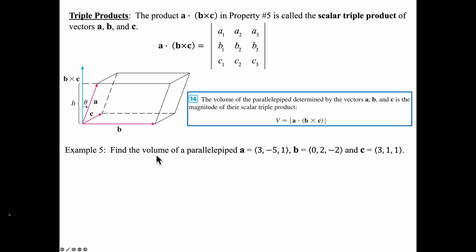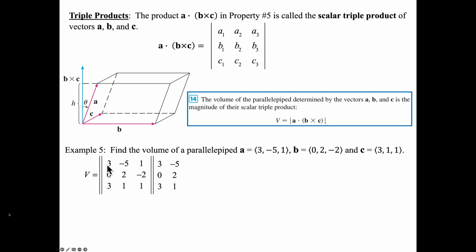So if we were asked to find the volume of a parallelepiped with vectors A, B, and C with the following components, here's that double bar determinant, if you will. The outside bars are the absolute value bars, inside bars are for your determinant. Vector A across row 1, vector B across row 2, vector C across the bottom. Copy your first two columns.